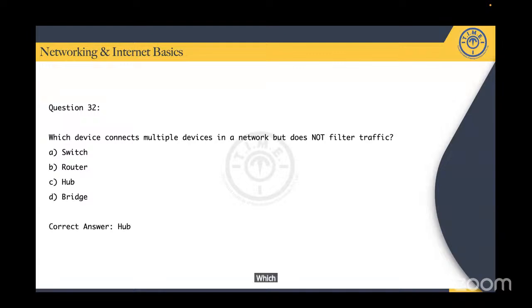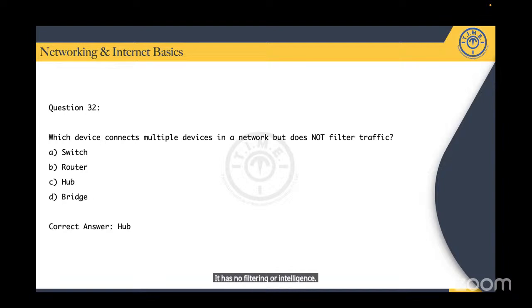Which device connects multiple devices in a network but does not filter? A hub works at the physical layer. In simple terms, it receives data and broadcasts it to all devices. It has no filtering or intelligence.